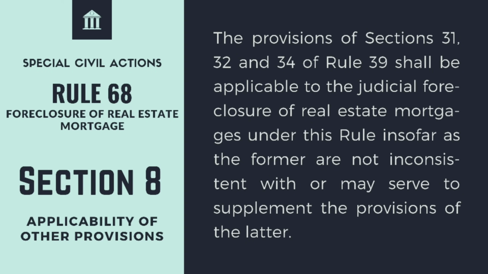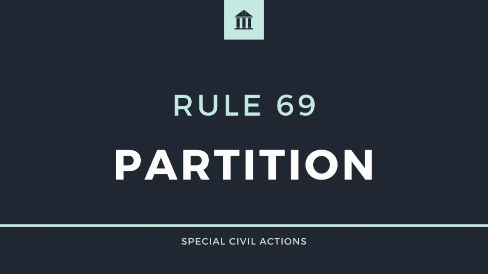Section 8. Applicability of other provisions. The provisions of sections 31, 32 and 34 of Rule 39 shall be applicable to the judicial foreclosure of real estate mortgages under this rule, insofar as the former are not inconsistent with, or may serve to supplement the provisions of the latter. Rule 69. Partition.